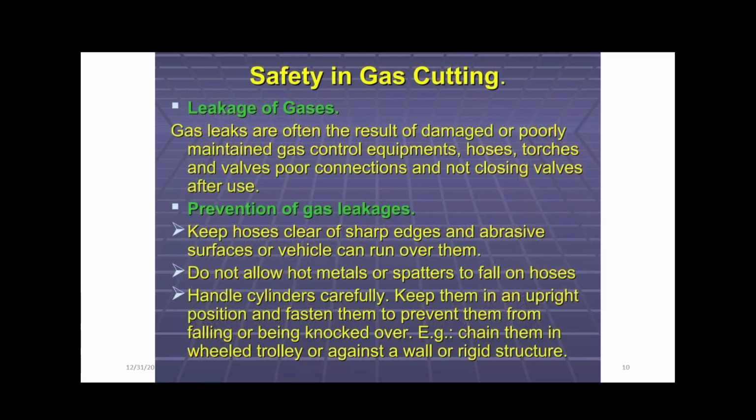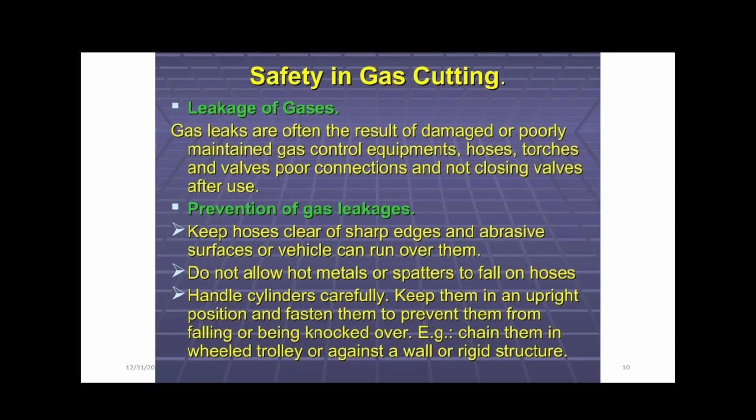Now, the leakage of gases. Gas leakage is often the result of damage or poorly maintained gas control equipment, hose, torches, and valves, poor connection, and not closing valves after use. So how do you prevent it?